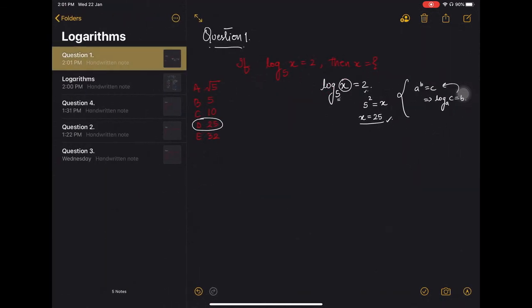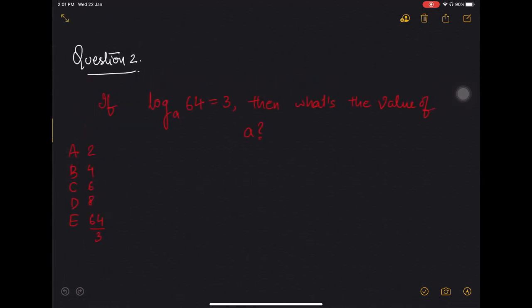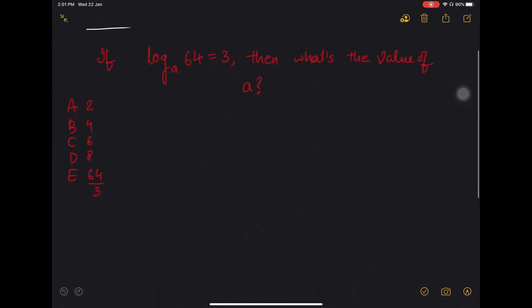Let's move on to some other question. I have prepared some questions for you already. Again, this one says that log base a of 64 is 3.